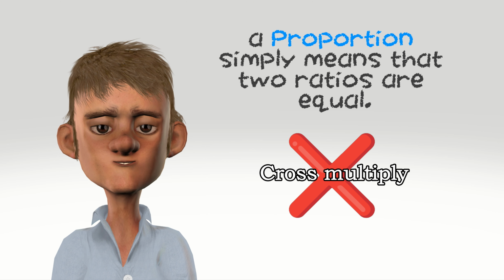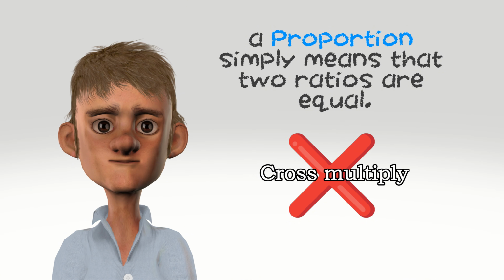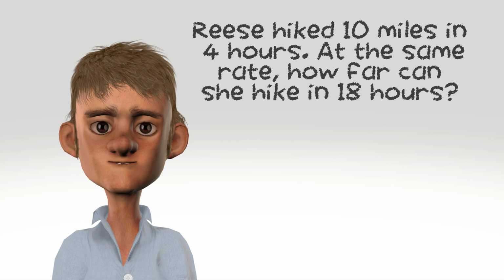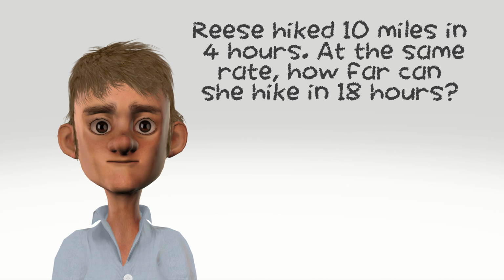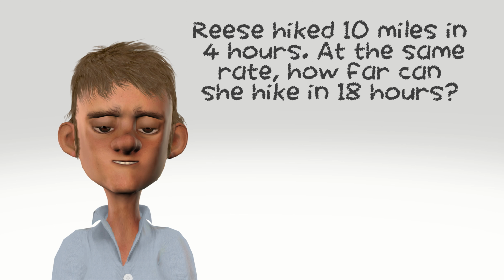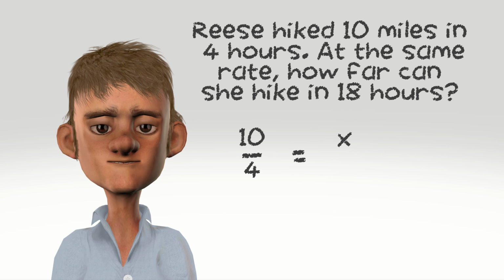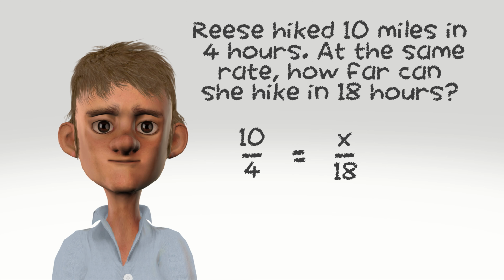But why do ratios and proportions matter? Let's look at some real-world examples. Reese hiked 10 miles in 4 hours. At the same rate, how far can she hike in 18 hours? Here we have 10 hiked miles over 4 hours, equals, let x be how far she can hike, over 18 hours.